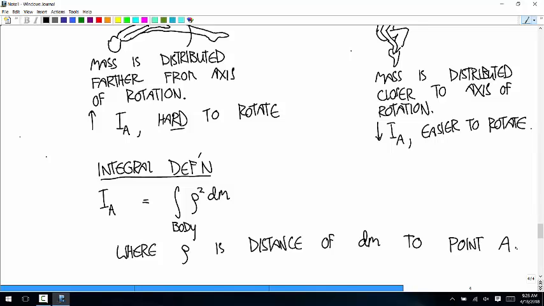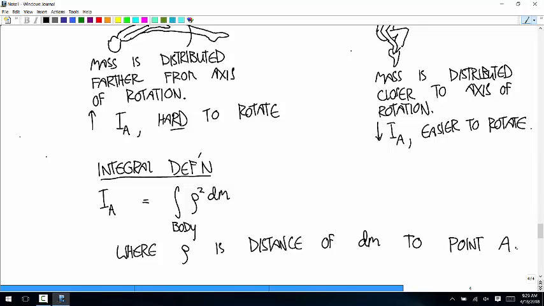Here, there are some dm's that have small rho values, but there are also some that have pretty big rho values. The head is pretty far from the axis. The feet are pretty far from the axis. And so when you add all these up, you get a much bigger value of I sub A. And none of those can cancel each other, because rho squared obviously has to be positive. Mass is positive. And so you get a bigger value of that integral.